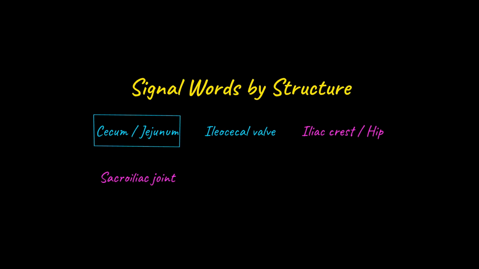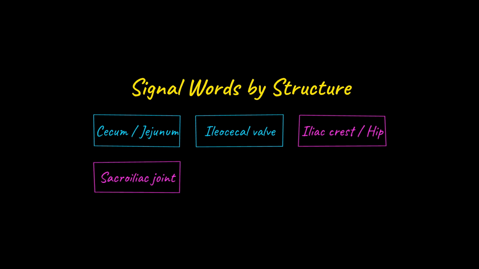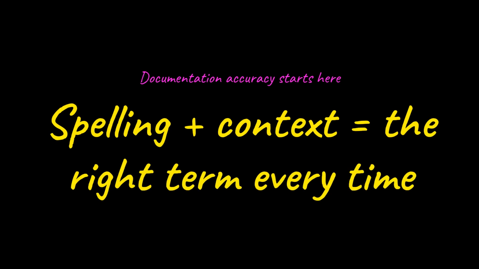When a report mentions the cecum, jejunum, or ileocecal valve, the term is ileum. When it mentions the iliac crest, hip, or sacroiliac joint, the term is ilium. These signal words let a CMAA confirm the correct spelling before the document reaches coding. Homophones like ileum and ilium are common exam traps precisely because they sound identical. Pairing careful spelling with surrounding clinical context is the reliable method for catching these errors before they affect coding, billing, or patient care.